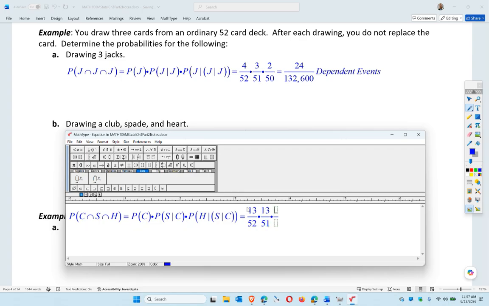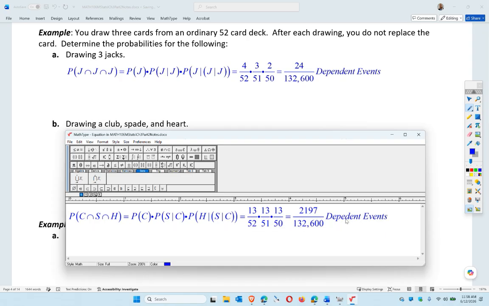And then there's 13 hearts left because I didn't pull a heart yet. I pulled a club and a spade, but there's only 50 cards left, so my odds actually go up for each one because there are fewer cards in the deck, so a better chance of getting it. Okay, so if I multiply that through, I get 2197, and I get the same number, 132,600, right? So again, these are dependent events. Well, the second two are. The first one is not dependent on anything.